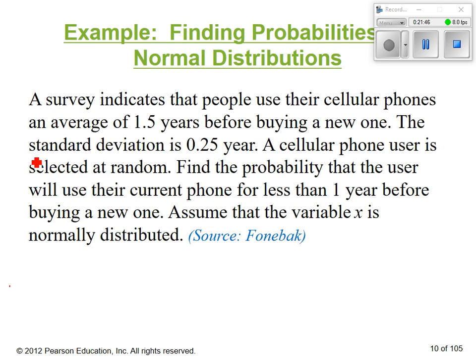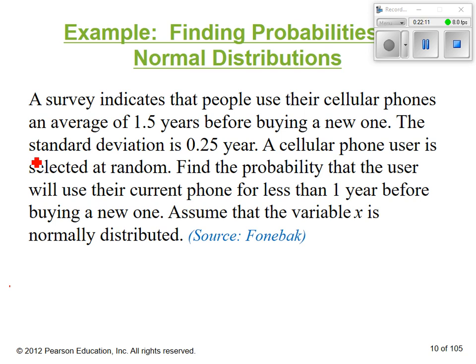The survey indicates that people use their cellular phones on an average of 1.5 years before buying a new one. The standard deviation is 0.25 years, or a quarter of a year. A cellular phone user is selected at random. Find the probability that the user will use their current phone for less than 1 year before buying a new one. Assume that the variable x is normally distributed.